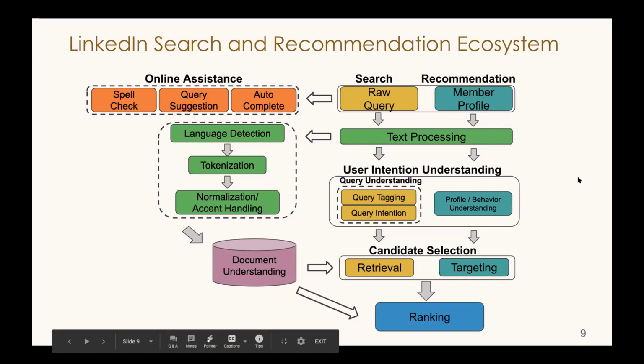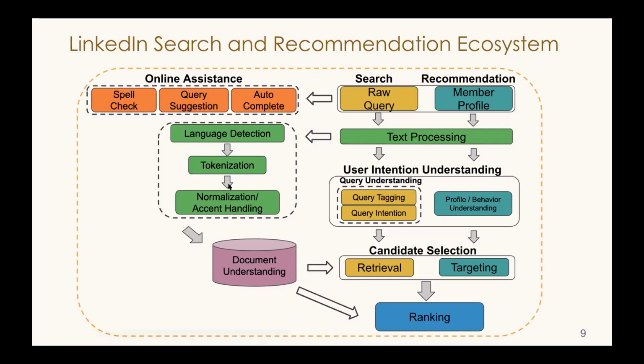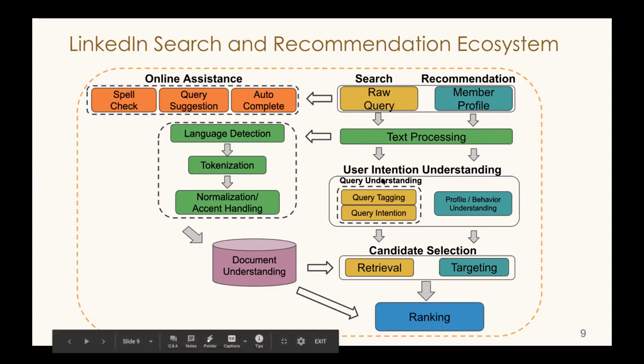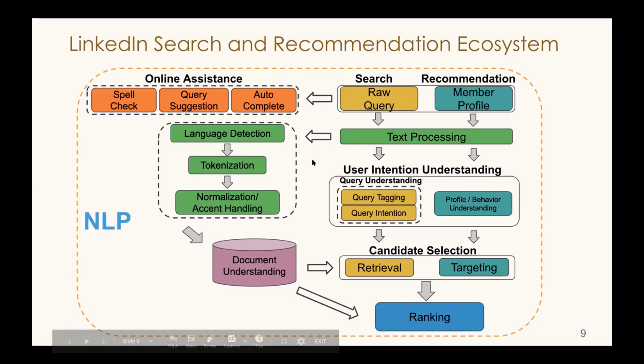Now, from this whole process, you probably already get a sense that text data is almost everywhere, right? From the query, text data can be used for online assistant. It will be used for text processing, used for user intent understanding, used for candidate selection, and even for document ranking. So NLP is playing a crucial role in search and recommendation systems. It embeds into almost every component in this ecosystem and can power different functionalities from top to down in the system. Right? And today, we are also going to talk a bit deeper.